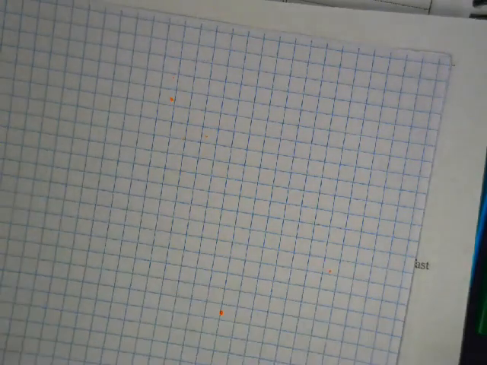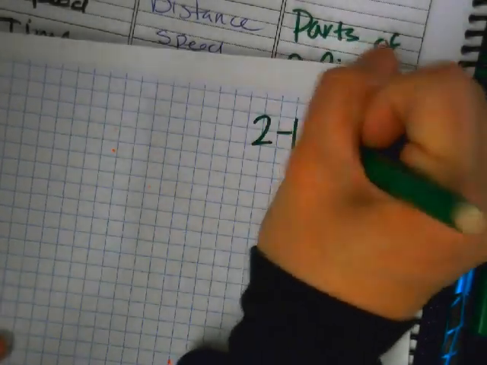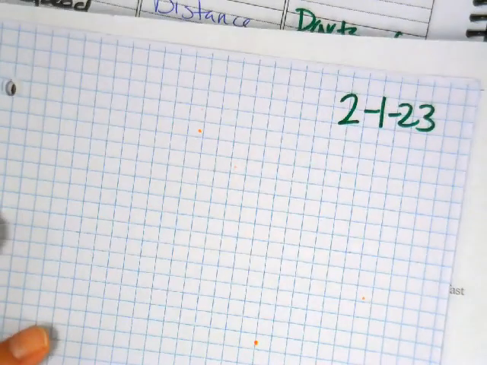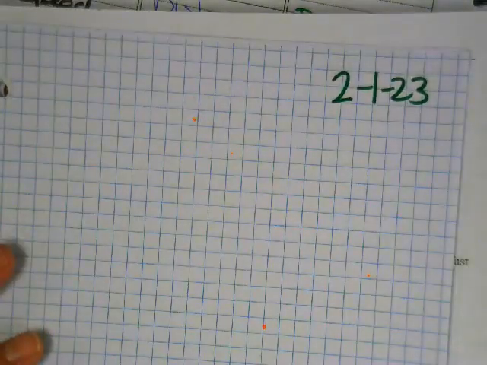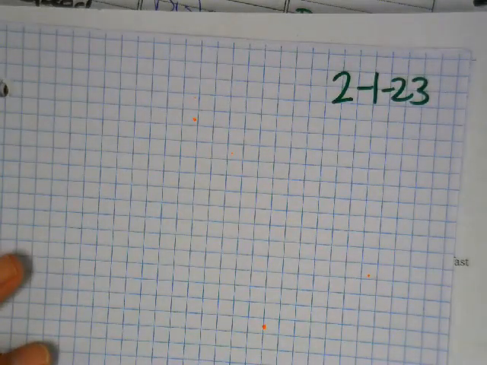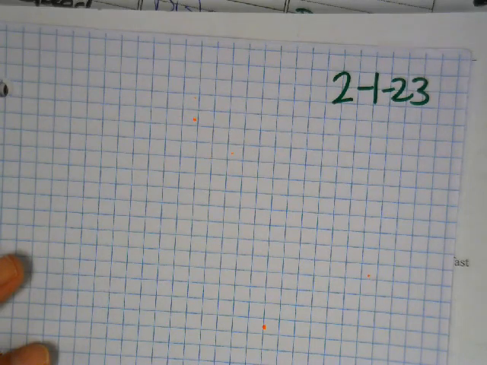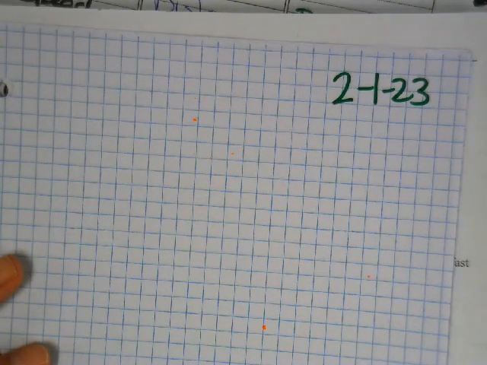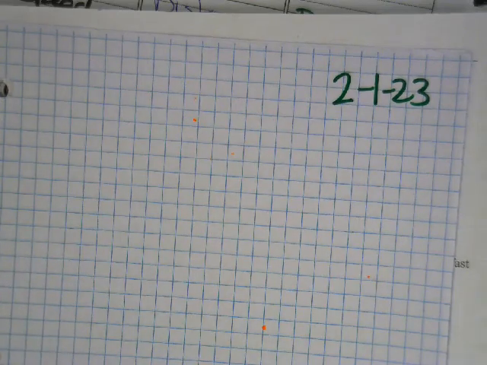All right, so today's date is 2/1, new month. And just a reminder, whatever I write, you write. Faster, though. Don't doodle. Michael, put that away.